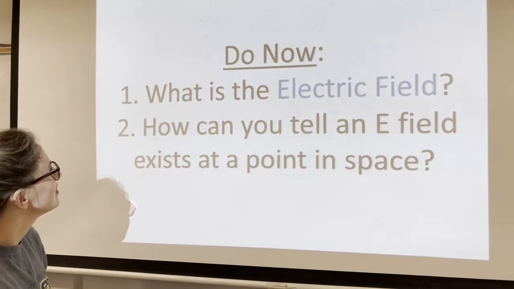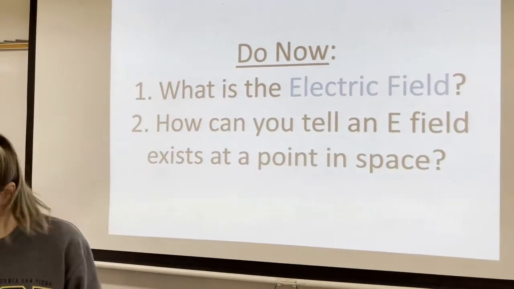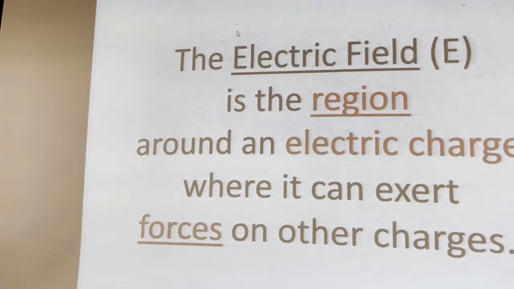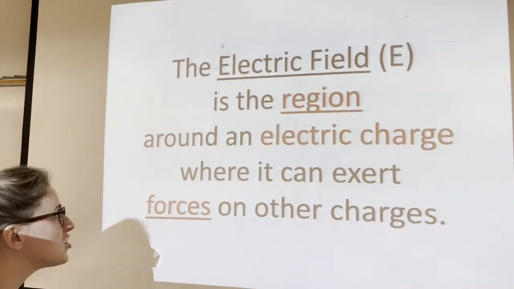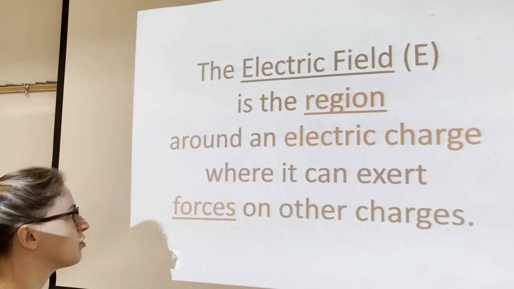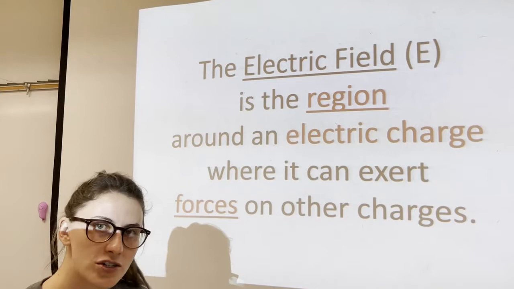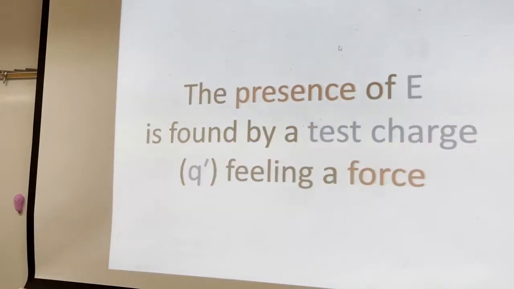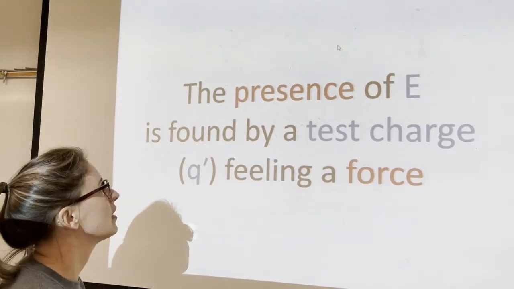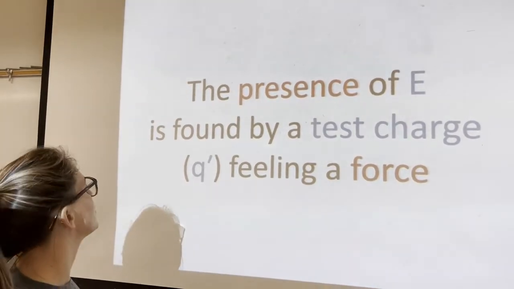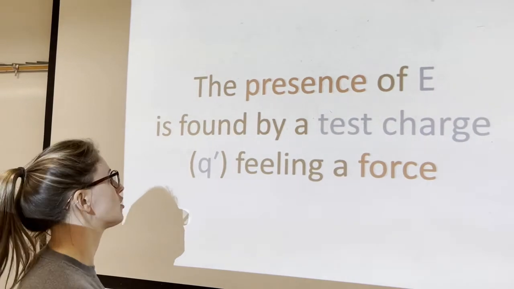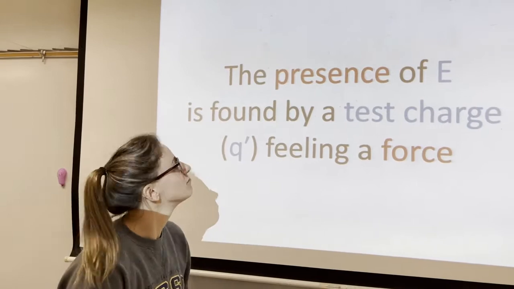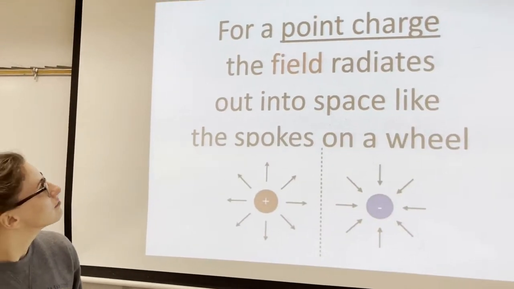Do it now. Okay, so your answer should have been something like this. The electric field is the region around an electric charge where it can exert a force on other charges. That's answer number one. And number two should have gone something like this. The presence of an electric field is found by a test charge feeling a force, Q prime. That's right. Simple, yes?